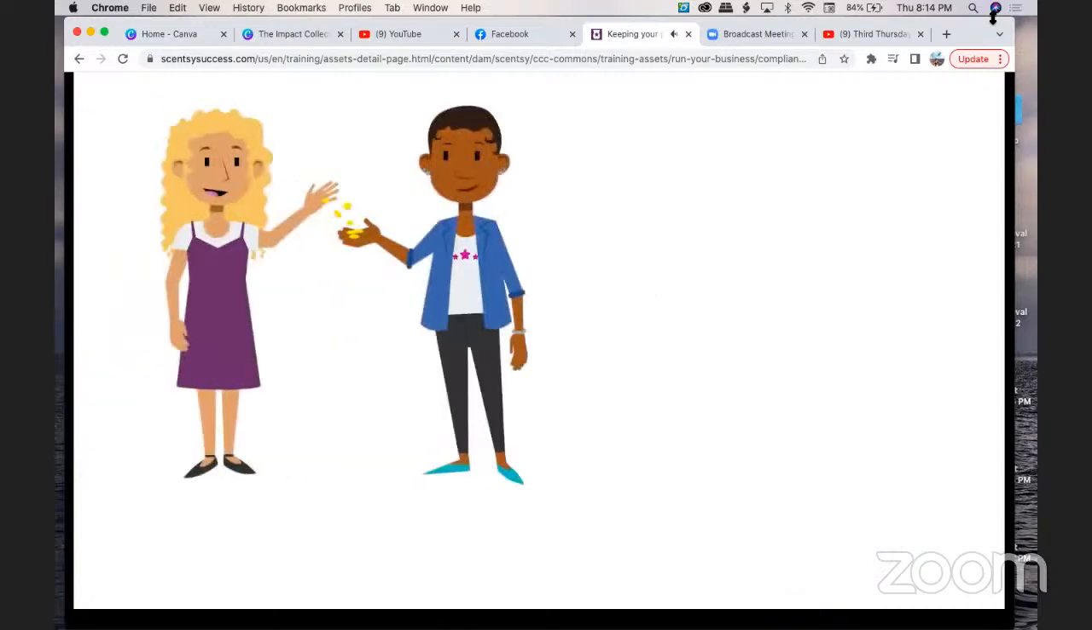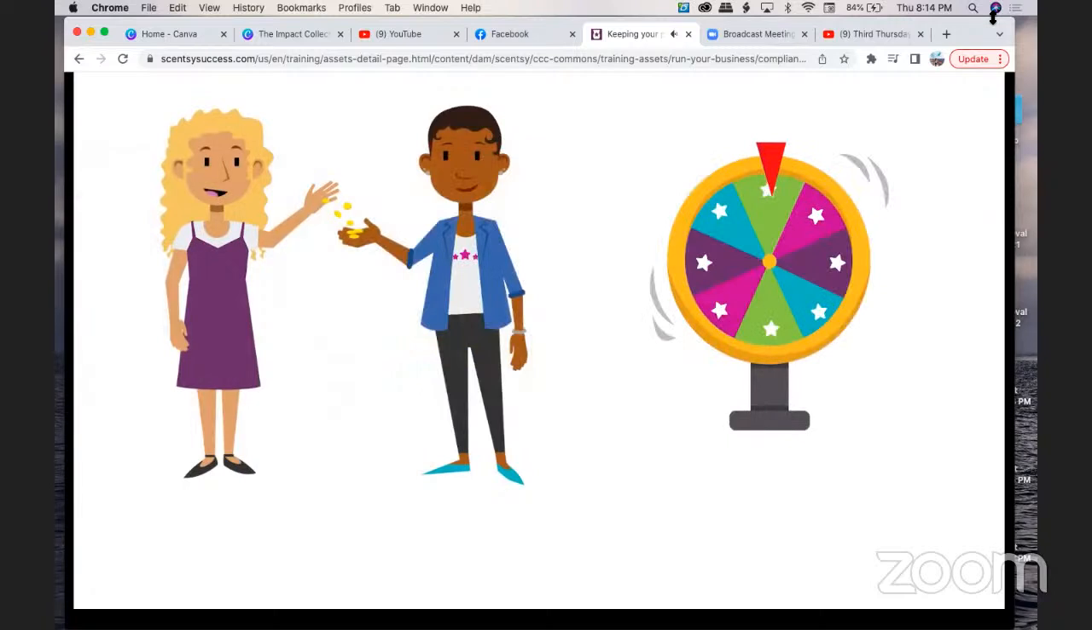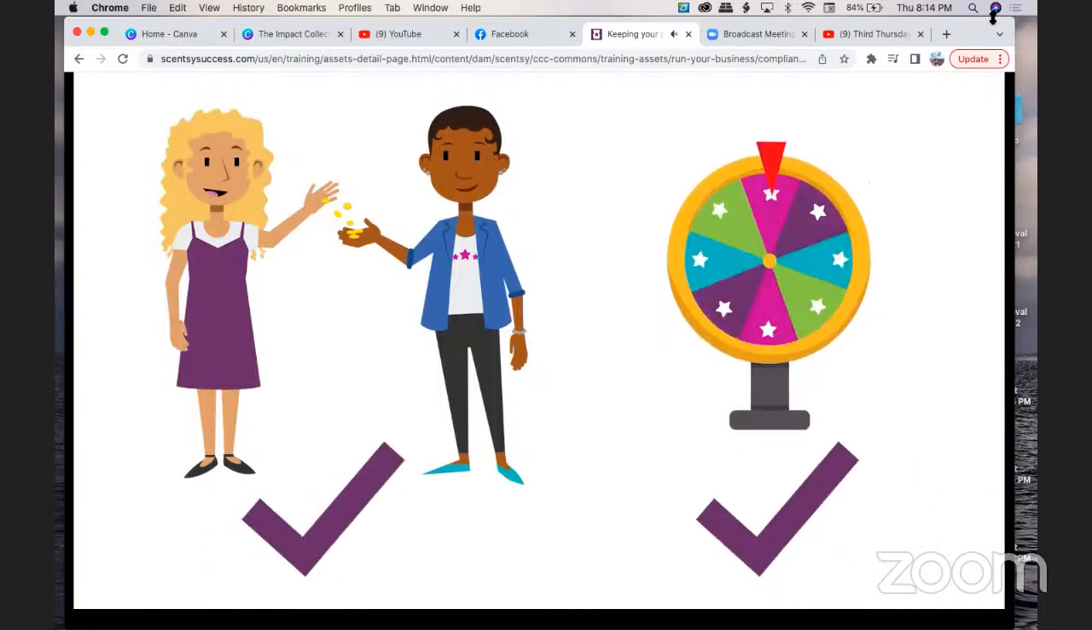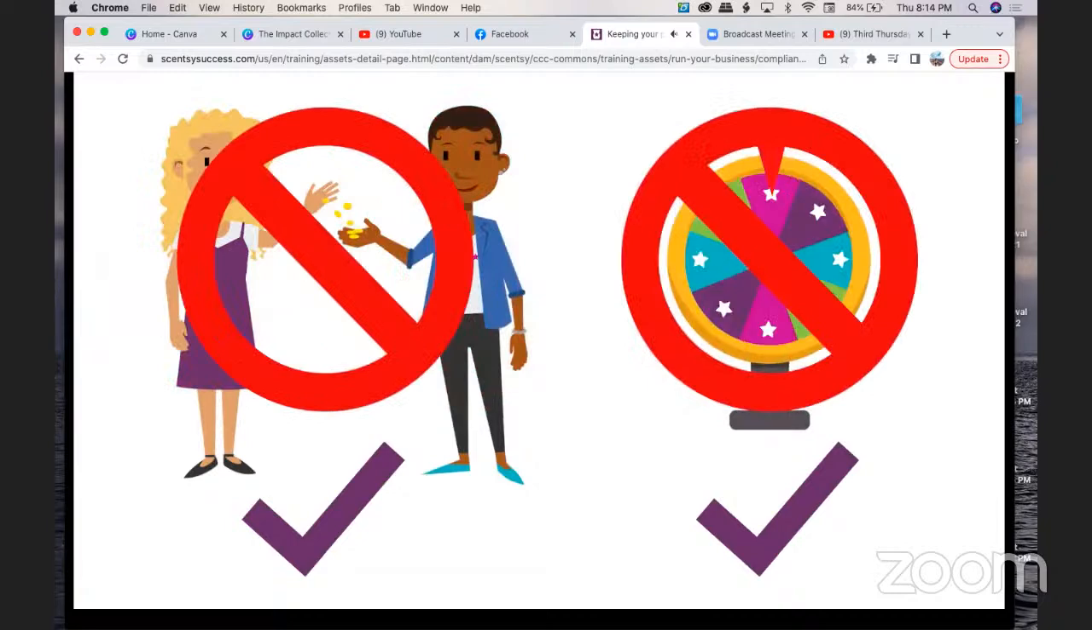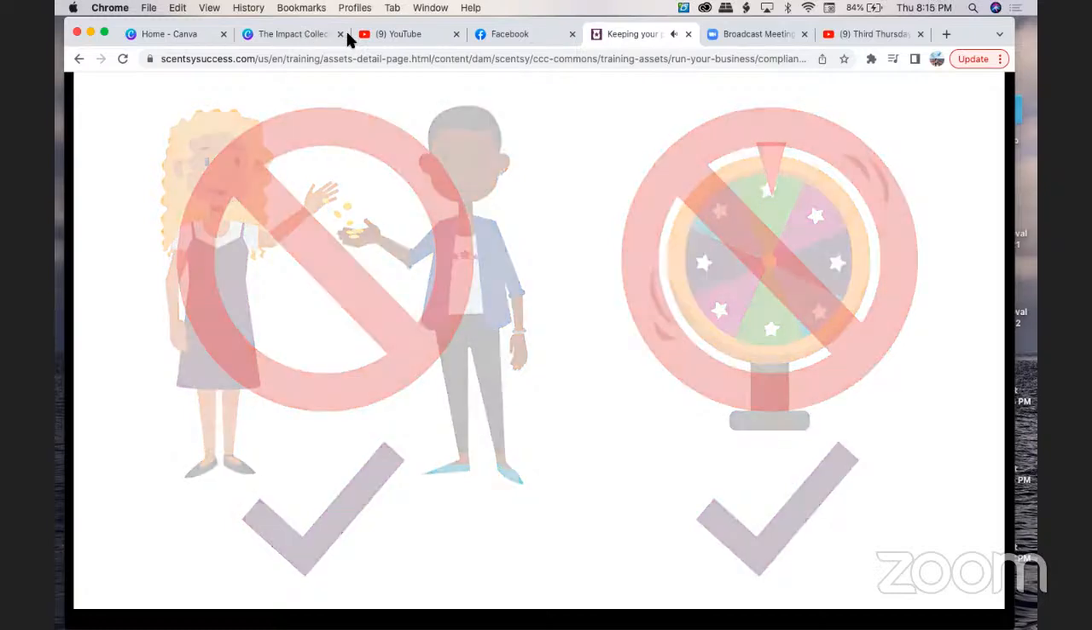Let's break that down. To figure out if your game, drawing, or activity would be considered pay to play, just answer these 2 questions. Are customers required to pay money or purchase a product? And is the chance to win a prize random? When the answer to both questions is yes, that's pay to play, and it's not okay. Not only is it against the Scentsy standards, it can also be against the law depending on where you live and do business.